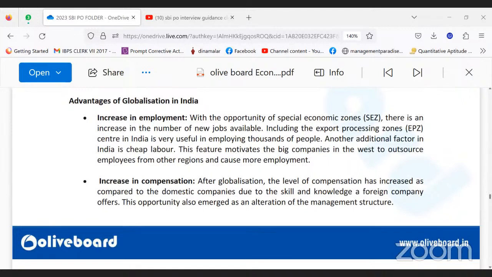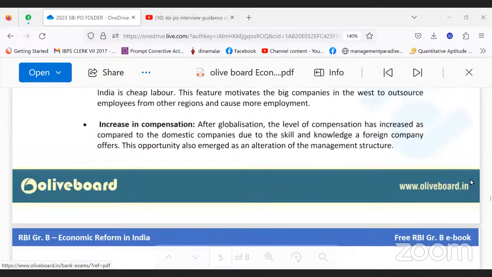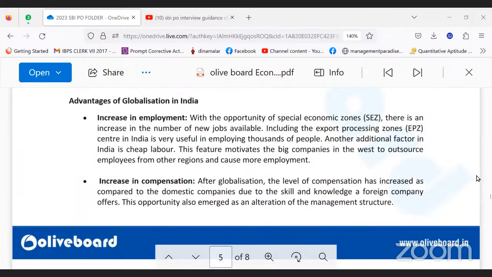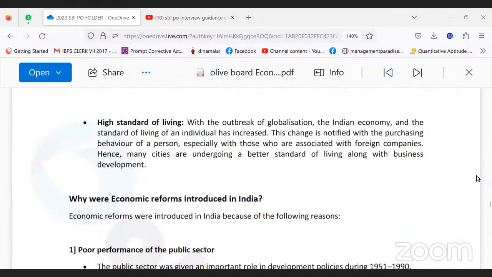Another additional factor in India is cheap labor. This feature motivates the big companies in the West to outsource employees from other regions and cause more employment. Increase in compensation. After globalization, the level of compensation has increased as compared to the domestic companies due to the skill and knowledge a foreign company offers. This opportunity also emerged as an alteration of the management structure. High standard of living. With the outbreak of globalization, the Indian economy and the standard of living of an individual have increased. This change is noticed in the purchasing behavior of a person, especially those associated with foreign companies. Hence, many cities are undergoing a better standard of living along with business development. Very good. That was sufficient.